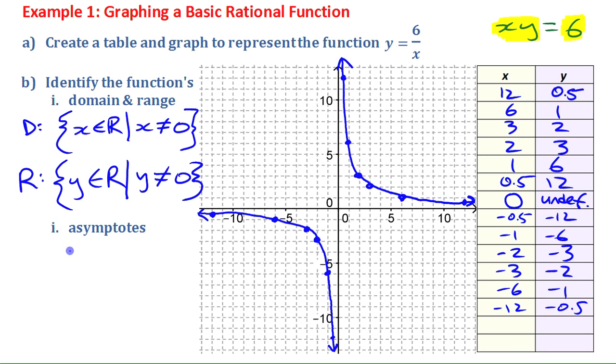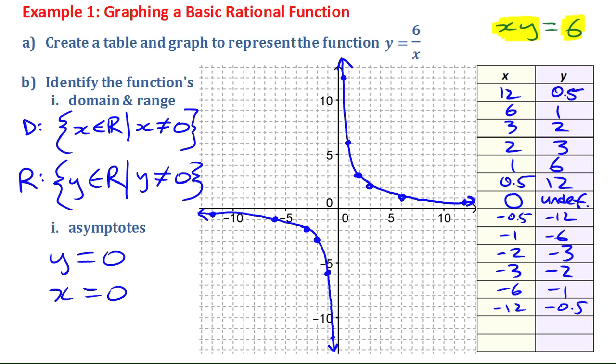The asymptotes, those two things, the domain and the range, are exactly related to the asymptotes, because the horizontal asymptote is y equals 0. That's the equation of that horizontal line. And then the equation of this vertical line is x equals 0. All right? So that's some of the information about that curve.